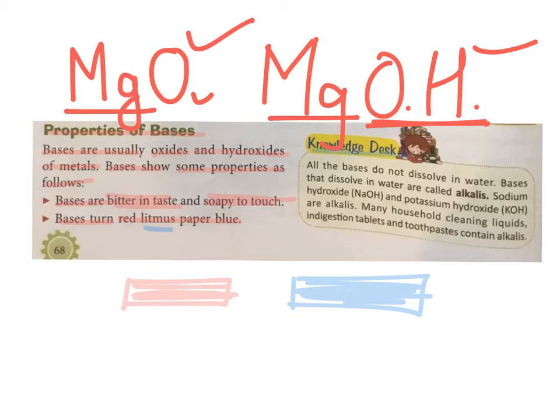Now let's read about knowledge desk. All the bases do not dissolve in water. Bases that dissolve in water are called alkalis. Sodium hydroxide, that is NaOH, and potassium hydroxide, this K is for potassium and OH is for hydroxide, are alkalis. And why they are alkalis? Because they dissolve in water. Many household cleaning liquids, indigestion tablets, and toothpaste contain alkalis.